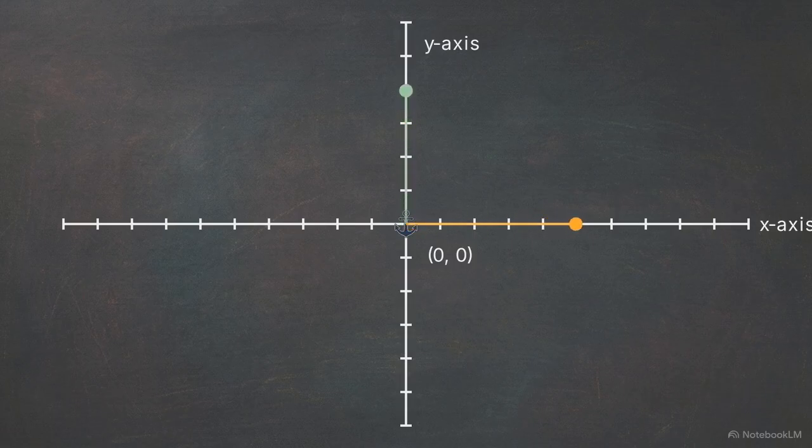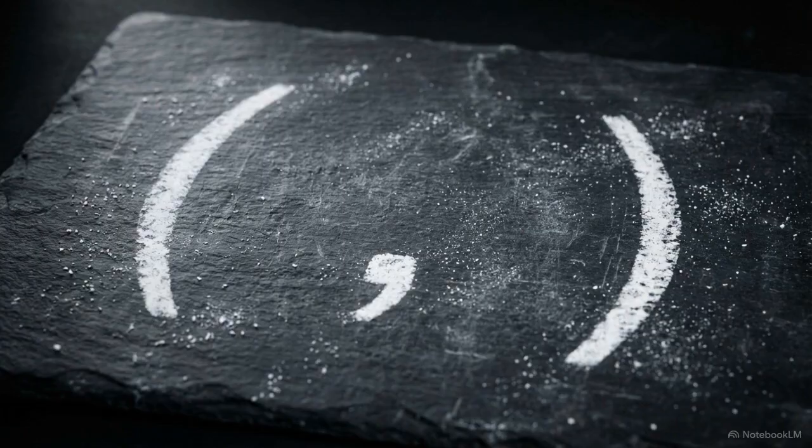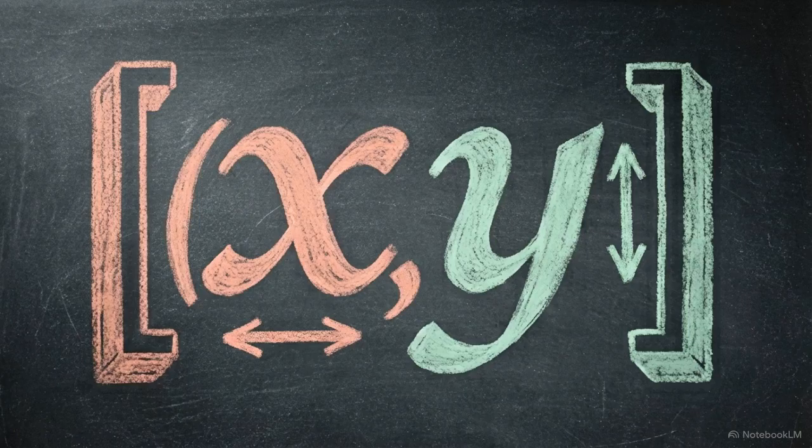By starting every measurement from this shared 0 point, multiple people can navigate the plane independently and still arrive at the exact same location. Let's look at the standard notation for plotting a location. We place the coordinates in brackets. The x-coordinate, representing the horizontal distance, always comes first. The y-coordinate, representing the vertical distance, always follows.